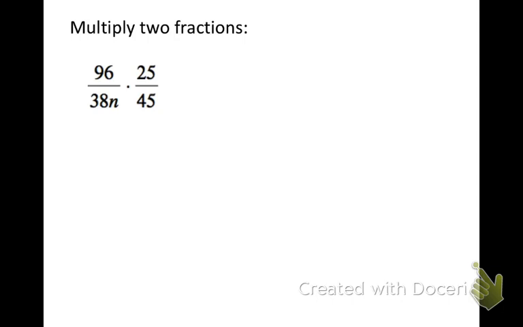Whenever you've got big numbers like this, I like to start by simplifying whatever I can simplify. So I'm looking for something on the top that might simplify with something on the bottom. So I see 25 and 45. I know they both will simplify by a factor of 5. So I'm going to cross those off, and I'm going to divide both of them by 5. So I get 5 over 9.